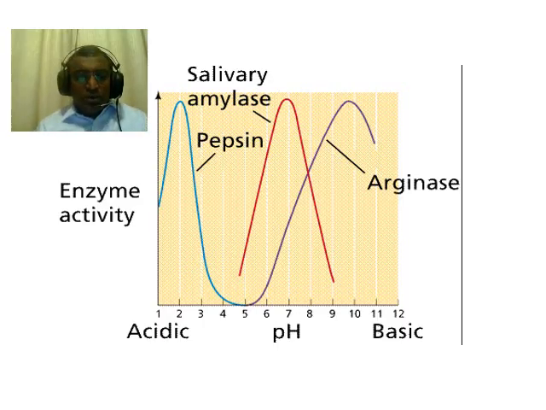For instance, in the stomach, pepsin has an optimum pH of 2. Then in the mouth cavity, amylase has an optimum pH of 7, neutral. While in the liver, arginase has an optimum pH of around 10.